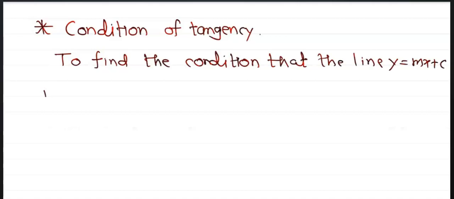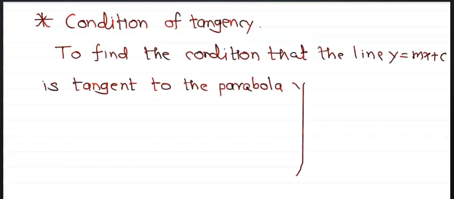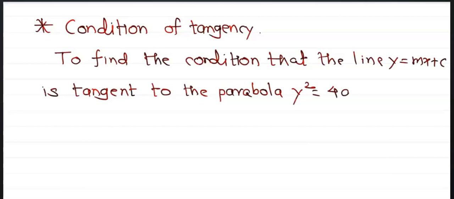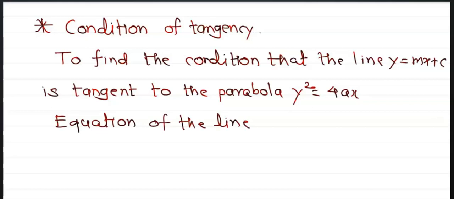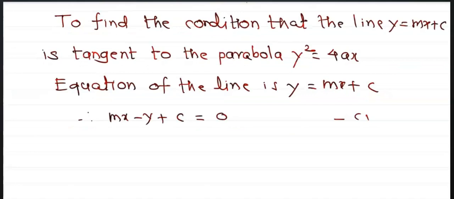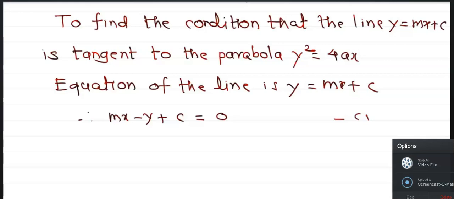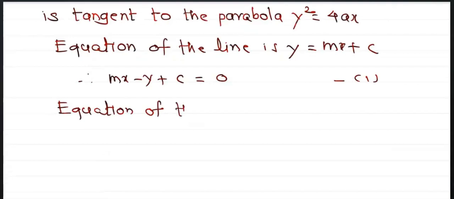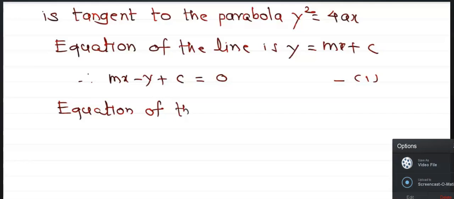To find the condition that the line y is equal to mx plus c is tangent to the parabola y square is equal to 4ax. The equation of the line is y is equal to mx plus c, that is mx minus y plus c is equal to 0. This is the equation of the line. What condition will hold if this line is tangent to the parabola, we are going to prove. Now we are taking one line, suppose y is equal to mx plus c. This is the tangent to the parabola. Then what will happen? Then what is the condition?